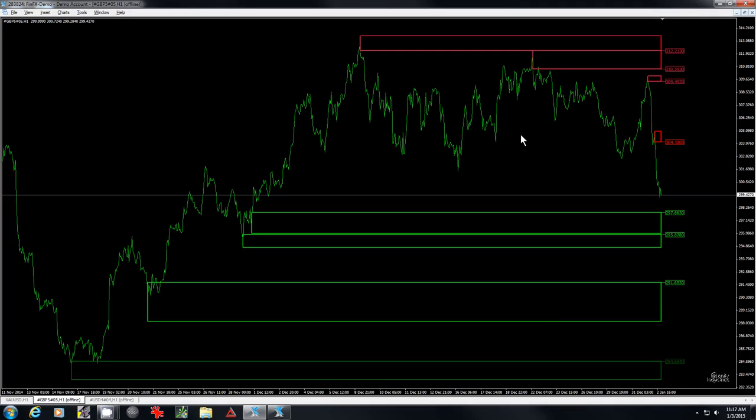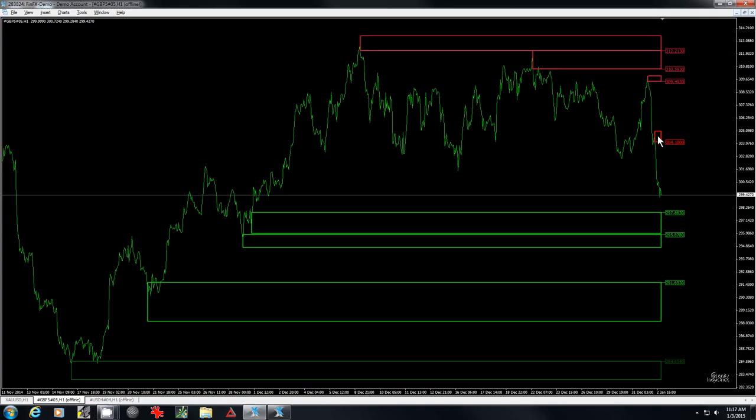Or you can look at these as resistance up here, supply, support down here. Depends on what your way of thinking is. I'm not telling you one way or the other. It's up to you. But you can use this indicator if you want it. It gives you a little bit of help if you're having trouble seeing where these support and resistance areas may be.